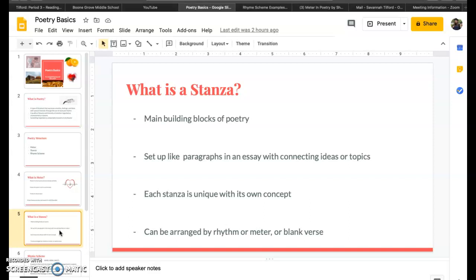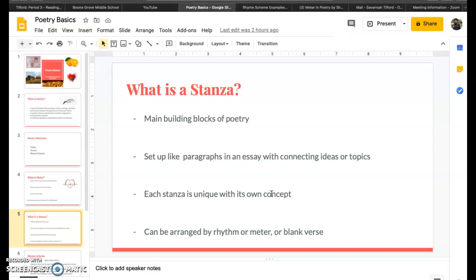So just like we have an introductory paragraph, the body paragraphs, and a conclusion paragraph in an essay, each of those paragraphs focuses on a specific topic that you're trying to cover in the essay, but all of those topics are connected. And it's the same idea with stanzas in poetry.